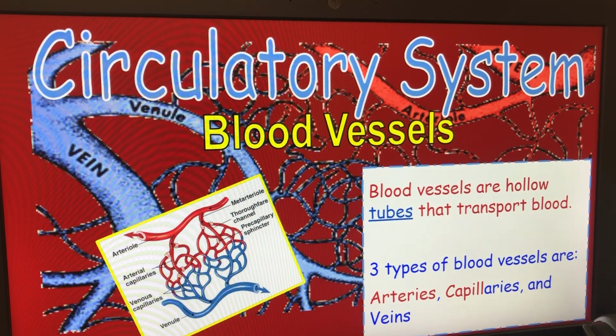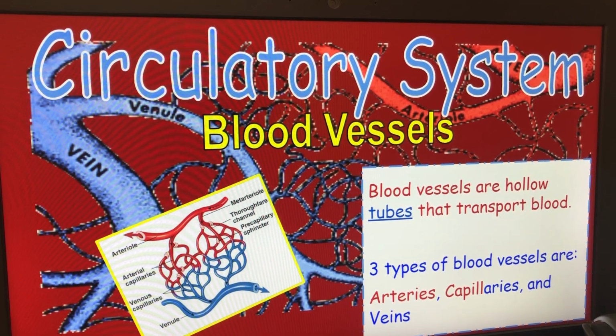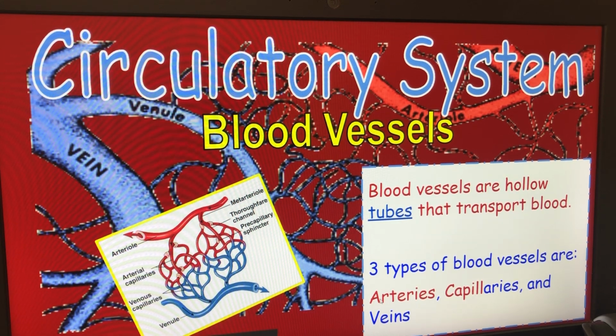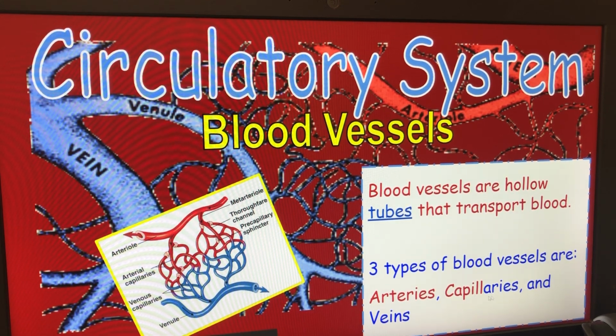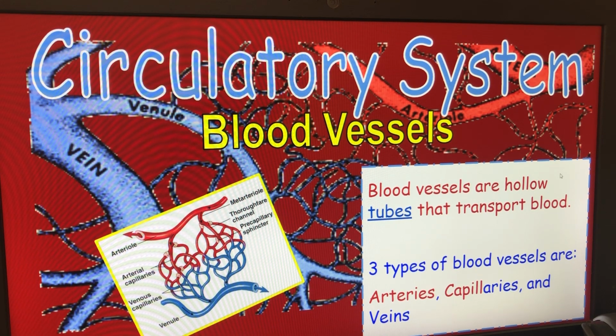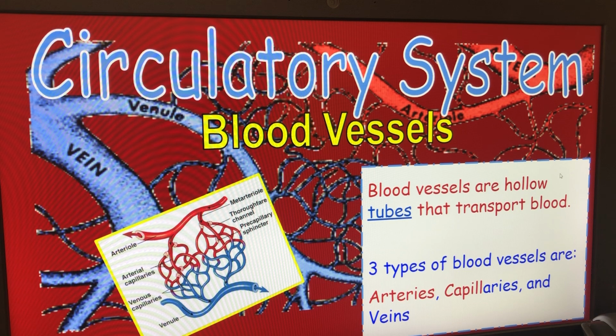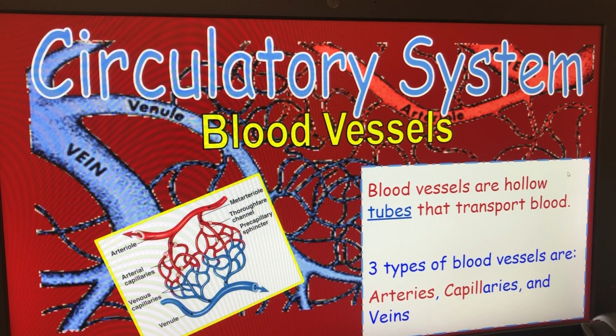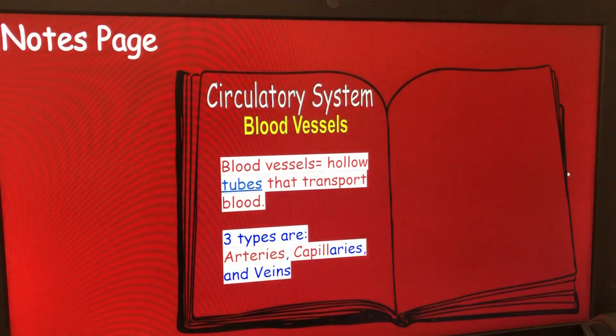Okay, again, the three types of blood vessels are arteries, capillaries, and veins. And notice I have typed up arteries in red, capillaries in red and blue, and the veins in just blue. I'm trying to indicate which blood vessel carries oxygenated blood, which carries deoxygenated blood, or possibly where the gas exchange occurs.